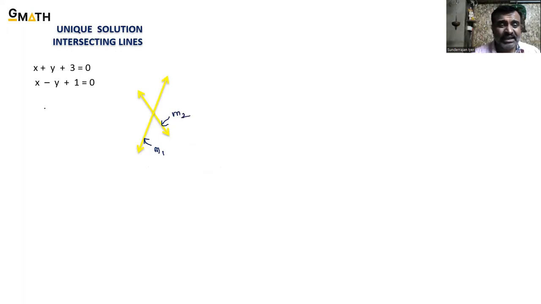We have taken the same equations. These are the two equations. The first equation is x plus y plus 3 is equal to 0. Second one is this. In this case, the lines are intersecting. The lines are intersecting means their slopes will be different. Suppose the first line's slope is m1, and the second line's slope is m2. In the case of intersecting lines, their slope will be different. m1 will be not equal to m2.